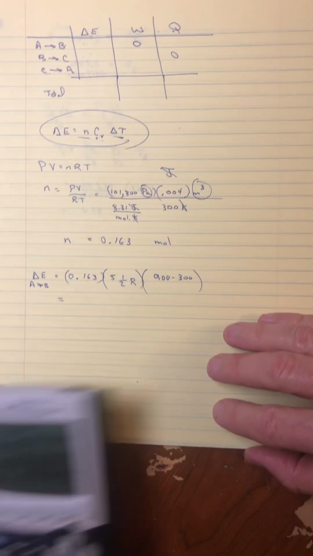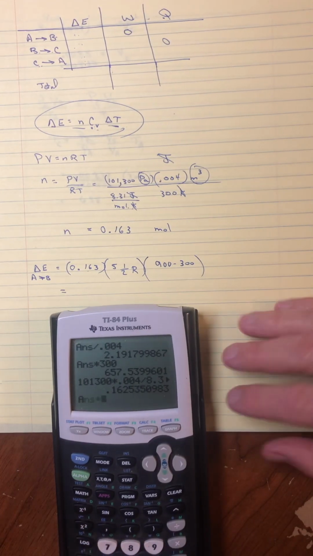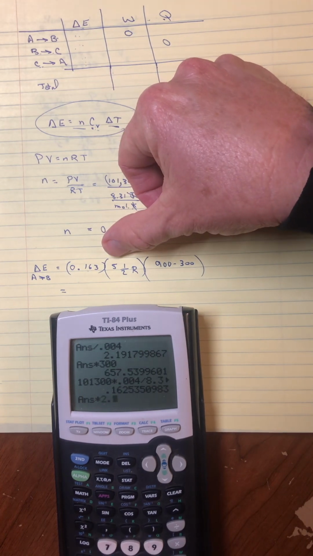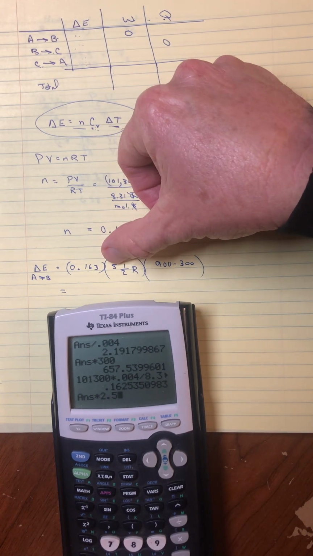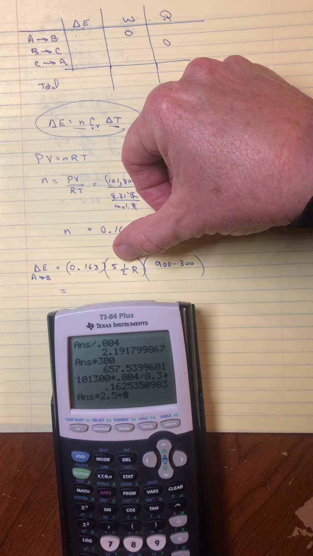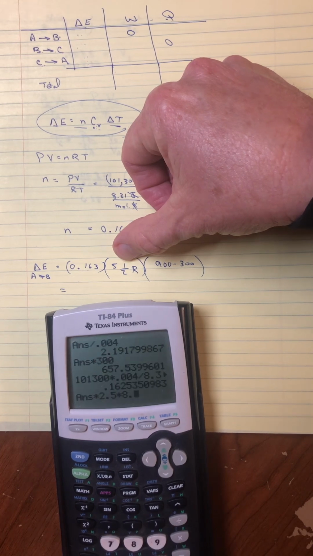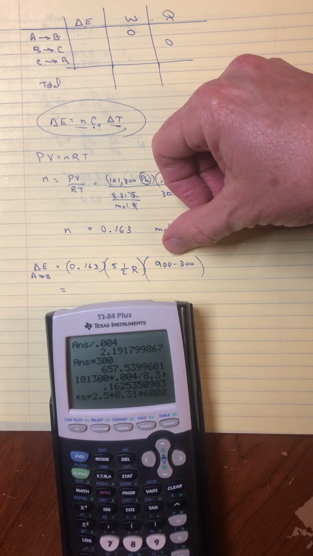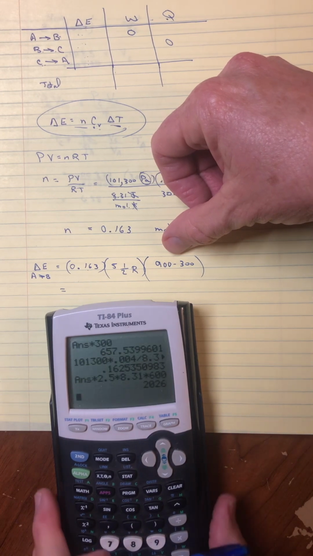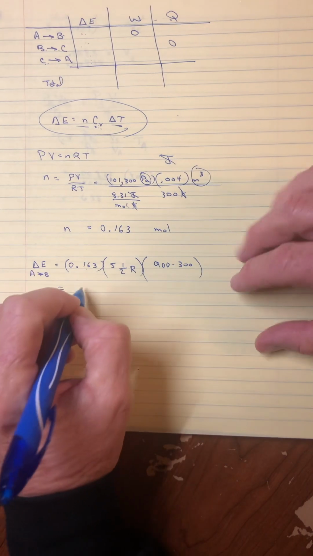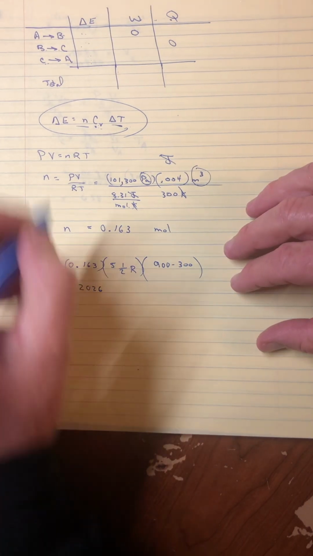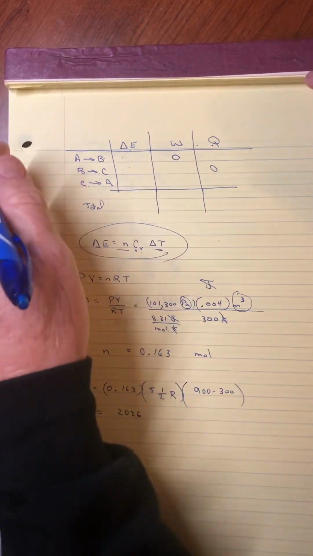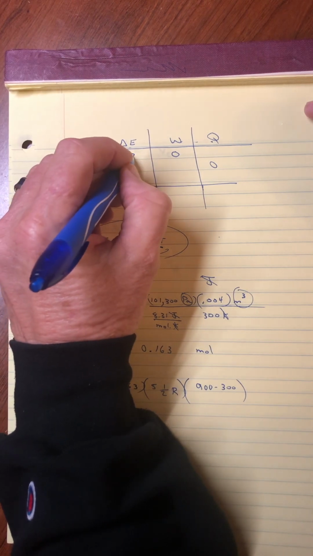And now I have a number here. Okay, so I'll take the number of moles. I will multiply it by the 5/2, that's 2.5, times the R, 8.31. And finally by the 600, and we are looking at about 2026. So up here, I will go 2026.